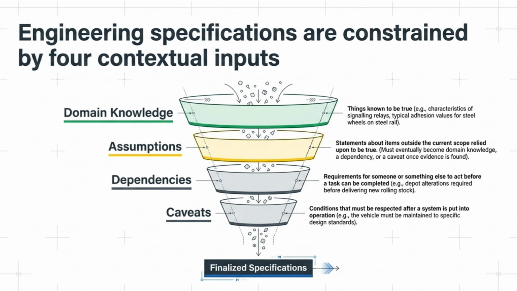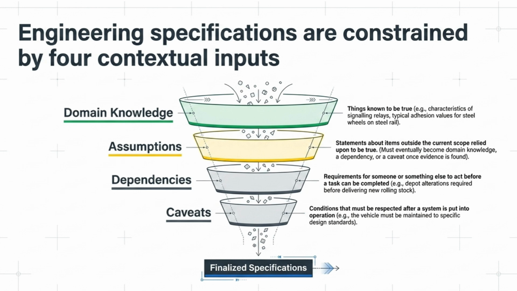This is us acknowledging that, hey, we need someone else to do their job before we can do ours. For instance, if our project is delivering a fleet of high-tech trains, it's a massive dependency that another team actually upgrades the depots to handle them. If they drop the ball, our project stalls out completely.